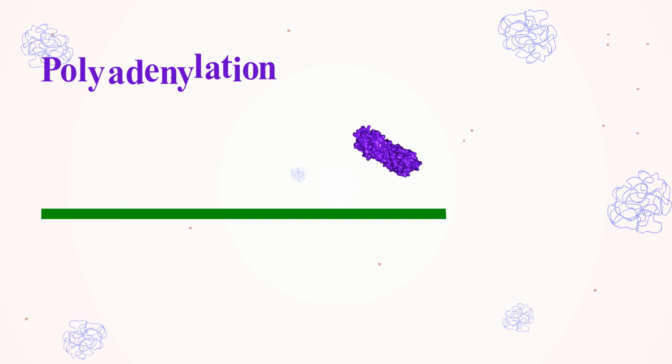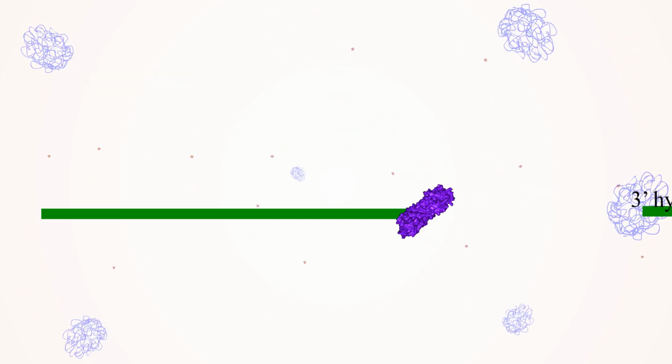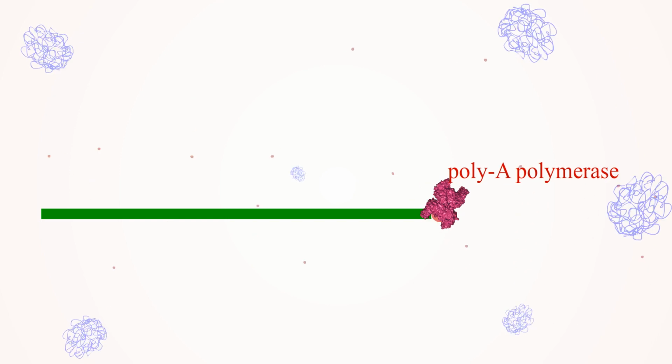3. Polyadenylation. The process of continuous addition of adenine to the 3' end of mRNA is known as polyadenylation. The polyadenylation begins by cleavage of free 3' hydroxyl from the 3' end of the mRNA transcript. Then the enzyme poly-A polymerase will begin to add adenine nucleotides to the RNA.